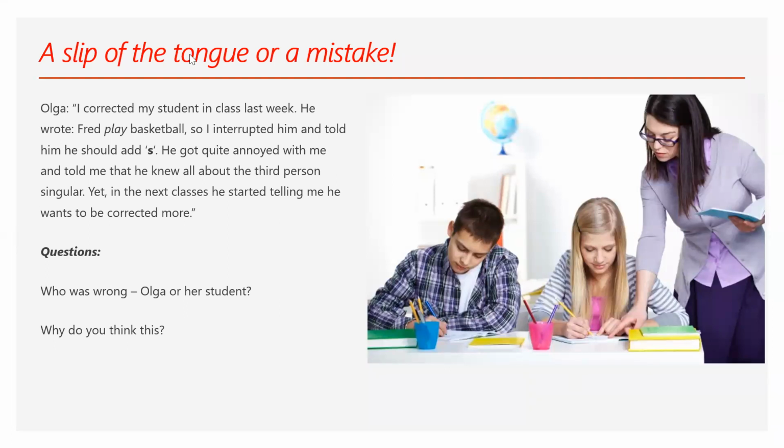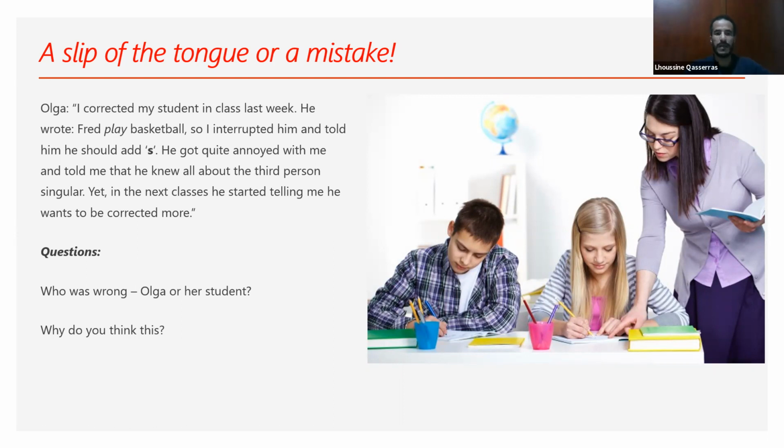But look here, at the end of the situation, yet in the next classes, he started telling me he wants to be corrected more. So I think that the problem is with the two, with the teacher and her student. Why do you think this? I think this is an exception because this is a lucky situation. Not all the students want to be interrupted and they feel uncomfortable while being interrupted. Yes. Okay. I agree to some extent.